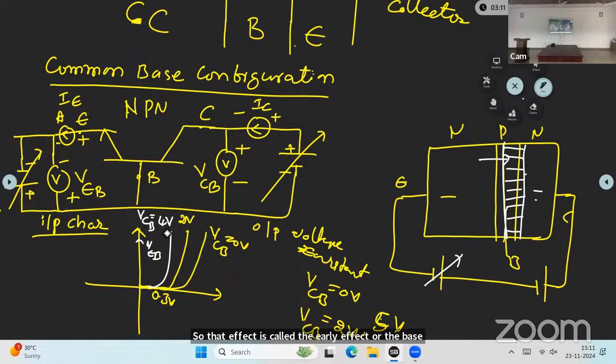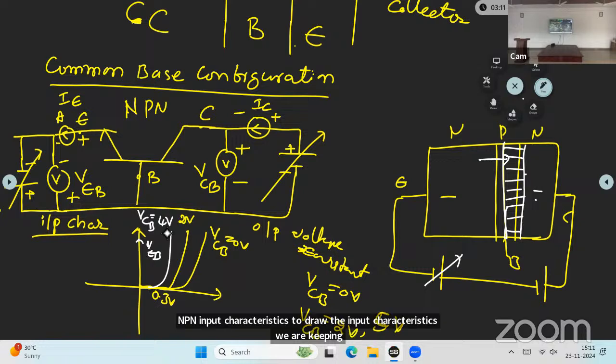Okay, no doubt. The NPN input characteristics. To draw the input characteristics, we are keeping the output voltage constant. Everyone draw the circuit.